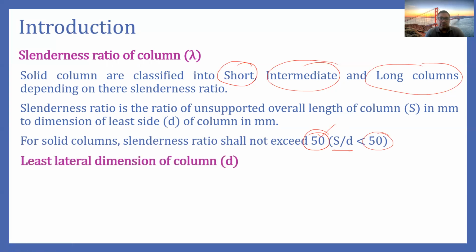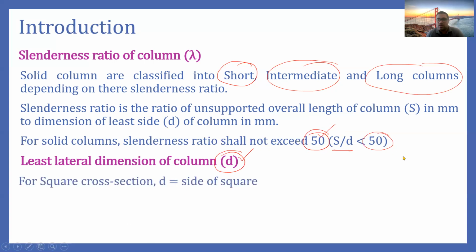Now, in the calculation of lambda, how do we find this D value, this least lateral dimension? The least lateral dimension depends on the cross-sectional shape of the column. For example, if we have a square column, say this is the dimension S, in the square column this dimension and this dimension will be the same. So the least lateral dimension in this case will be D, which is the side of the square.